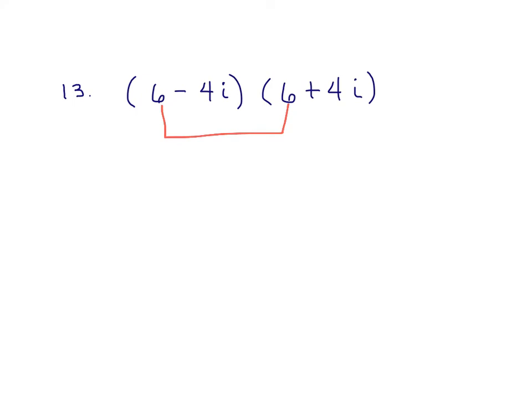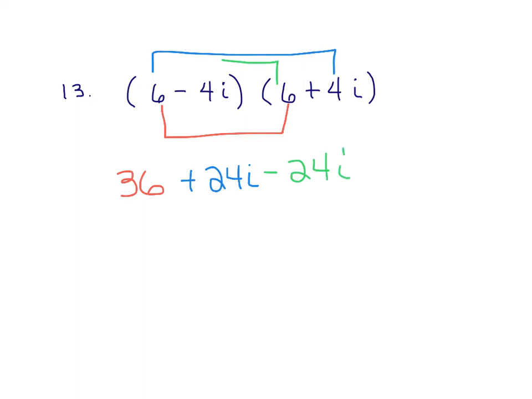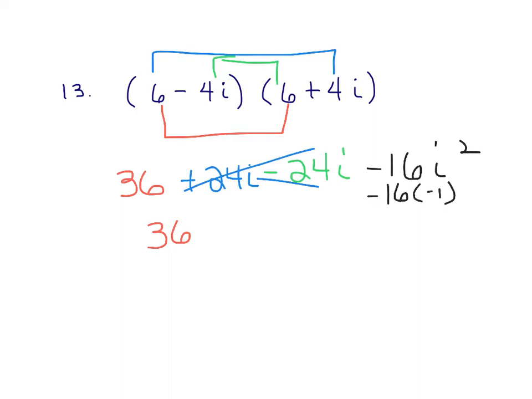First gives me 36. Outside gives me 24i. Inside gives me -24i. And last gives me -16i squared. I'll rewrite the 36. I'm going to group the middles, which cancel. And then at the end, I'm going to do -16 times -1, which gives me plus 16, giving me 52.